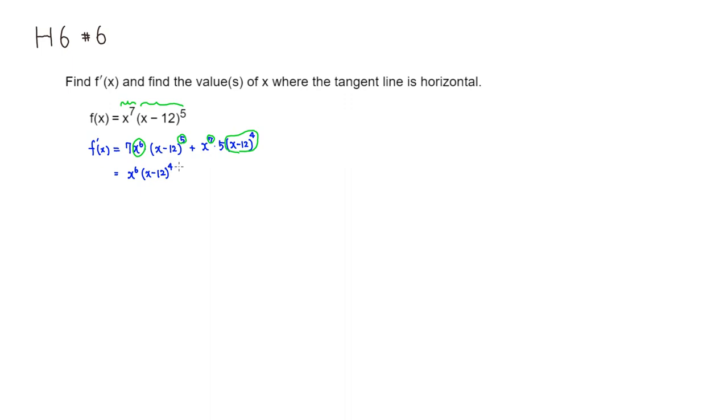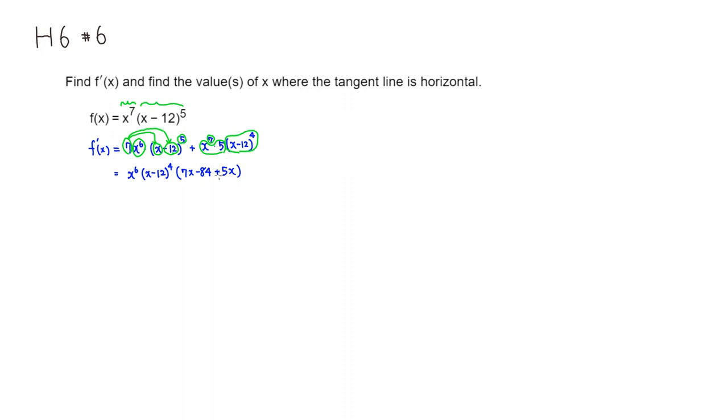Then we have to collect the leftover terms. So we have a 7, and 7 is distributed to x, so we're going to get the 7x. Then 7 is distributed to negative 12, so it's going to be negative. 12 times 7 is 84. Right, so that takes care of that. Then we still have 5x left over, so we're going to have plus 5x.